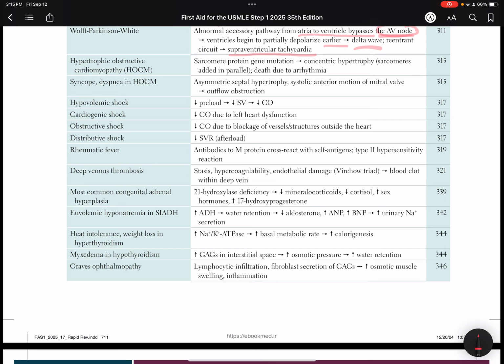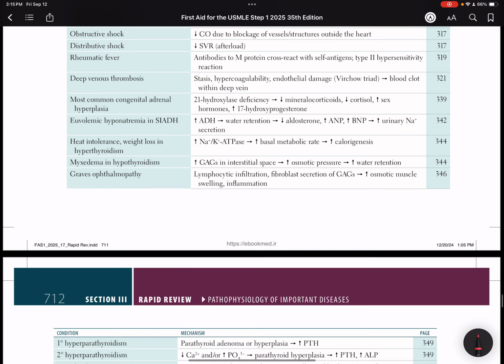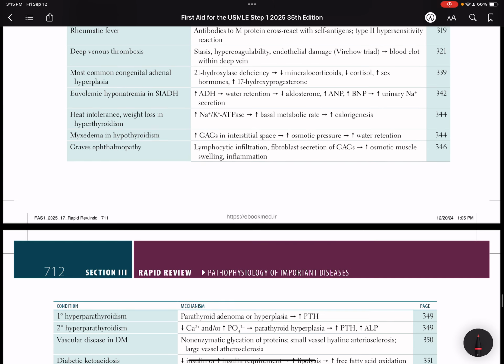What is rheumatic fever? Rheumatic fever happens when you see antibodies to M protein cross-react with self-antigens. It's a type 2 hypersensitivity reaction. Next condition, deep vein thrombosis, DVT, is stasis, hypercoagulability, endothelial damage. This triad is called Virchow's triad: stasis, hypercoagulability, and endothelial damage. This leads to blood clot within a deep vein.